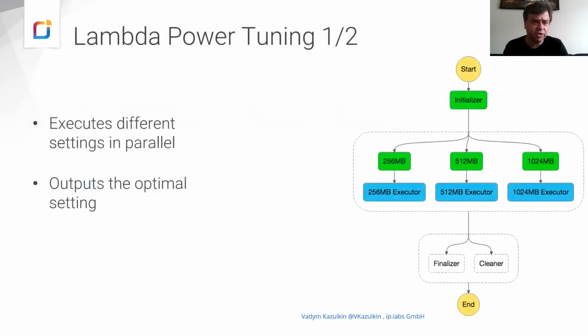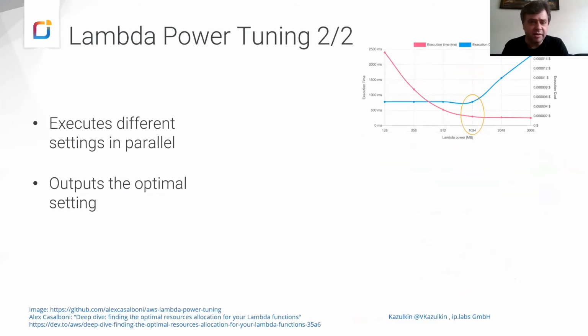One of the tools which can answer this question is Lambda Power Tuning, which is open source and comes from the AWS world itself. It uses a step function workflow to test your assumptions. You give the memory configurations for your function, and then this tool will run your function with all these memory configurations and will give you the best suggestion. For example, one of the outputs shows the execution time and cost against the memory. So you see that the sweet spot is 1 GB.